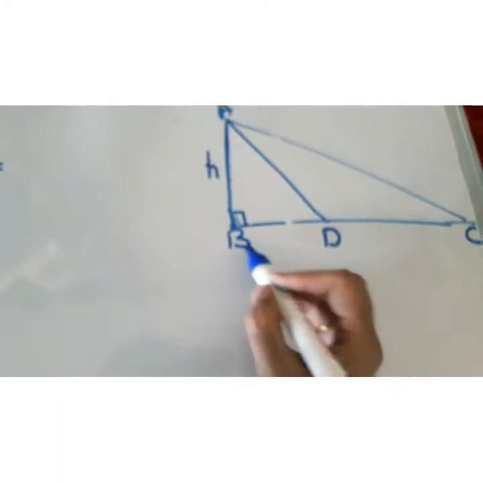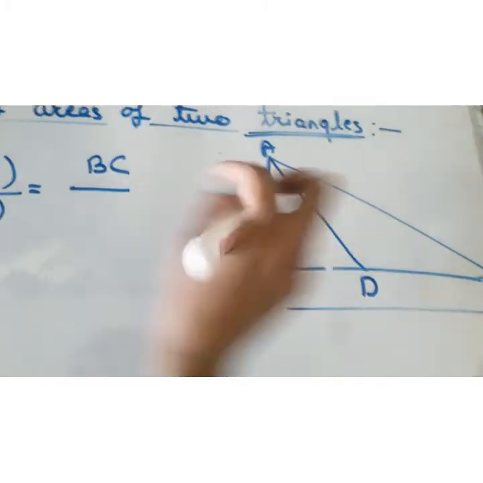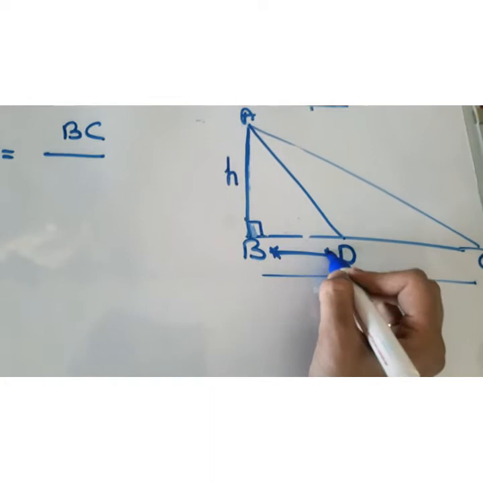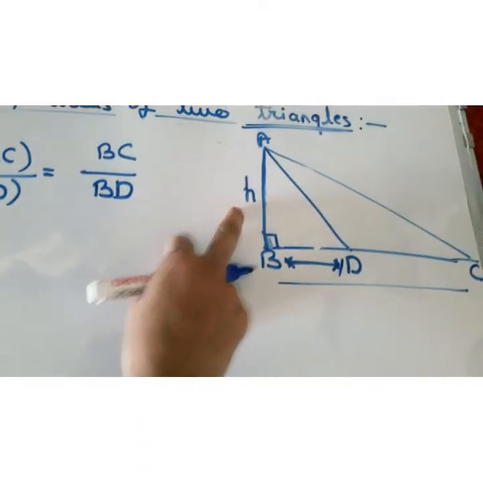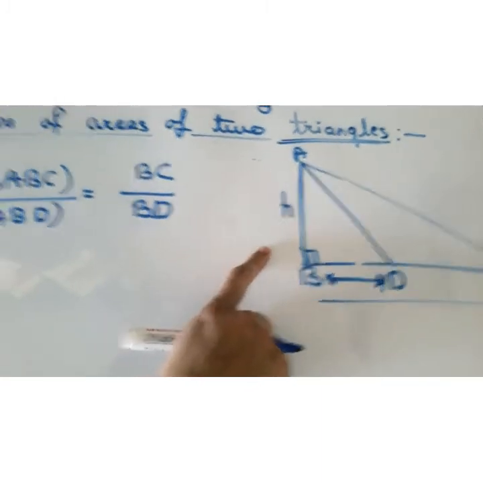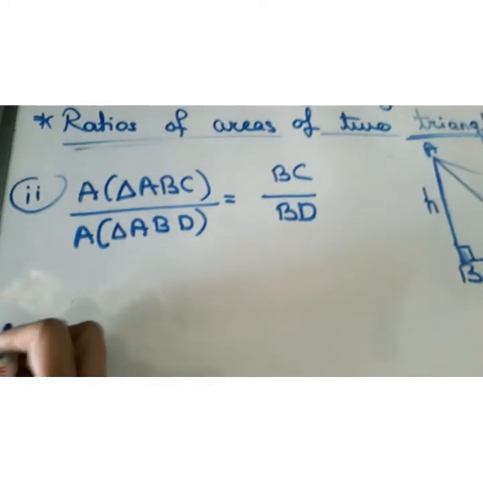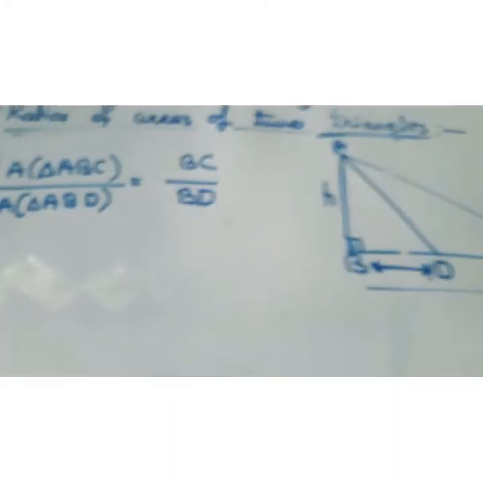In ABC, the base is BC, upon, in ABD, the base BD only. Why have we done this? Because the height of these two triangles is the same. So the ratio is simply the ratio of their bases. This is for the case where the height is the same.